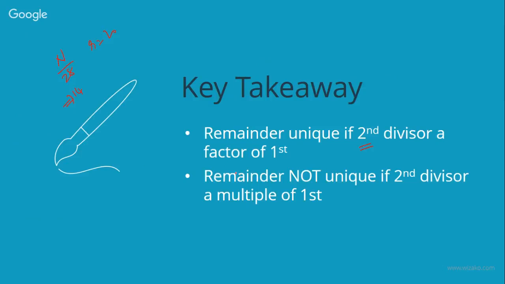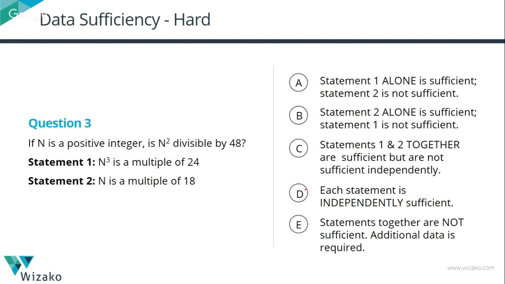The remainder is unique. Statement 2, we had n divided by 7. We had remainder is equal to 6. Our second divisor is 14. If the second divisor is a multiple of the first one, the remainder is not unique. Right? So keep this as a guideline whenever you have a question of this kind. Let's move on to the next one.